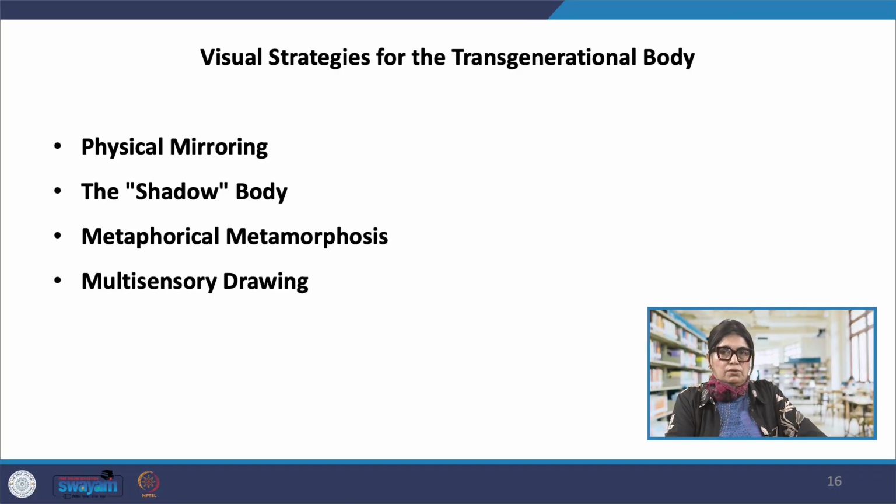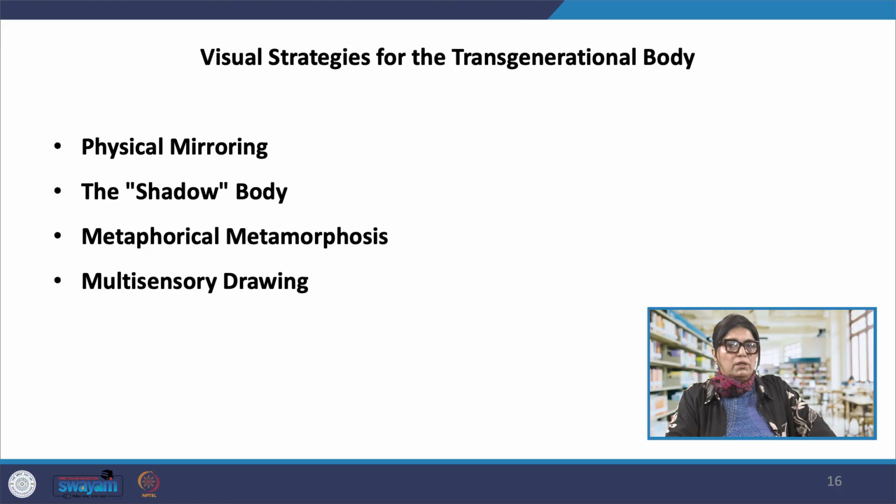This medium visually maps how the past haunts the present, transforming subjective memories, family stories, and archival history into a tangible narrative. Visual strategies for the transgenerational body: graphic memoirs use the unique materiality of comics to make invisible inheritance visible. Physically mirroring: authors often draw their own adult bodies in ways that mirror the movements or nervous habits of their parents, visually linking their physicalities across time.